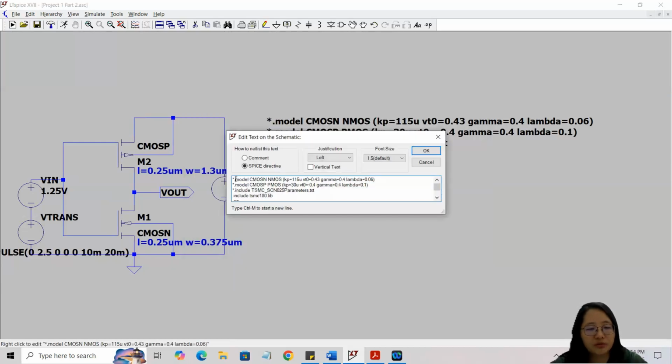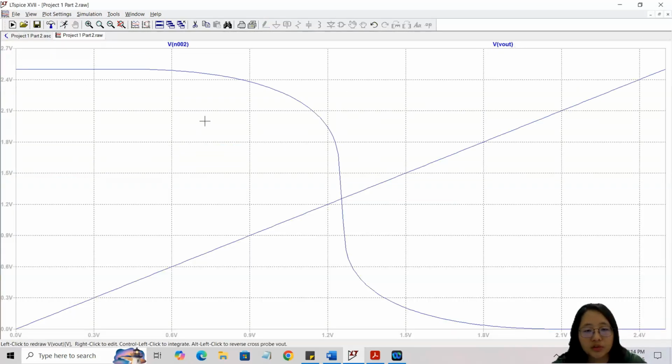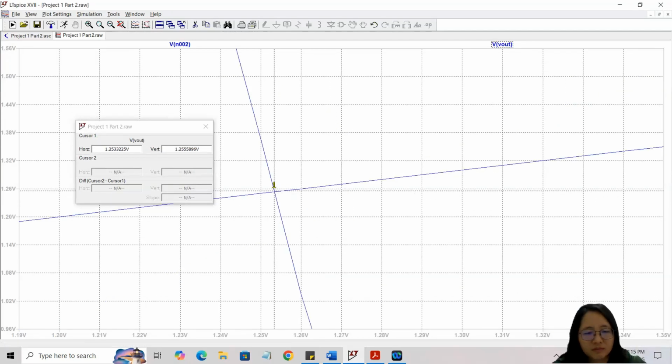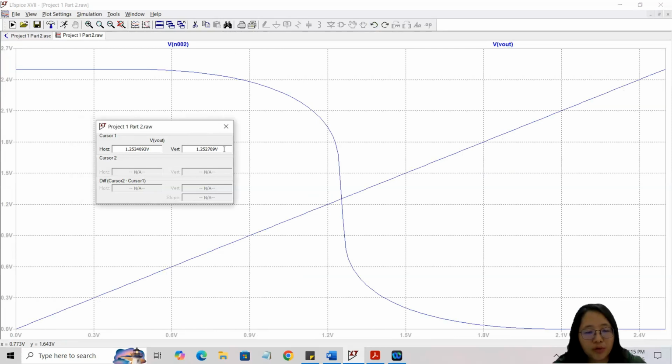Next, I will proceed to the VTC curve for SPICE level 1. This one is the VTC curve for SPICE level 1. The VM is almost 1.25 V. From here, we can also get the VIL and VOH when the slope is equal to -1 at the first slope, and the VIH and VOL when the slope is equal to -1 at the second slope. When obtaining the VIL, VIH, VOL, and VOH, we are able to find the noise margin value.